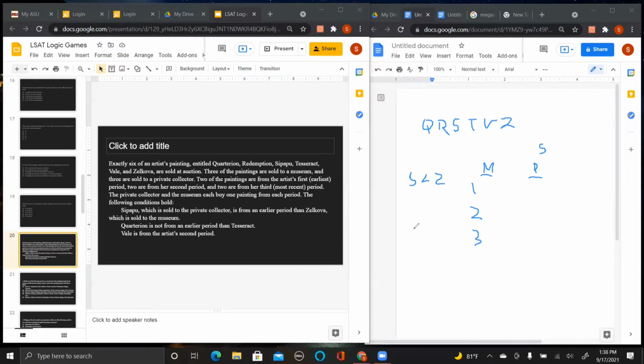Fantastic. All right, Quaternion is not from an earlier period than Tesseract. All right, not earlier means it can be equal to or later, right? So Quaternion is later or equal to Tesseract. Veil is from the artist's second period. Okay, so we're just gonna put V here. All right, so with that, we can go forward.